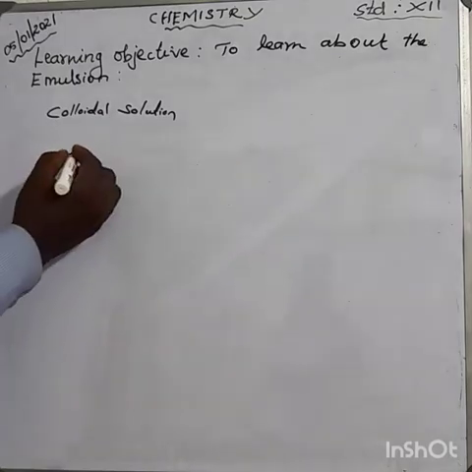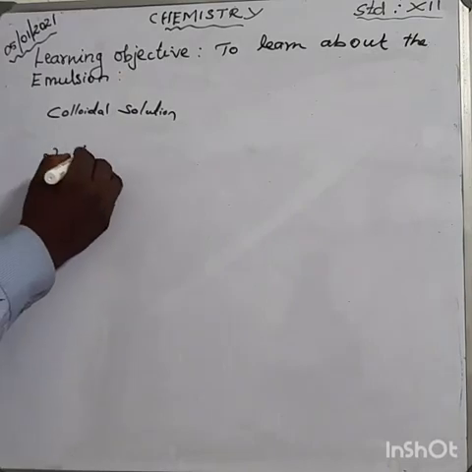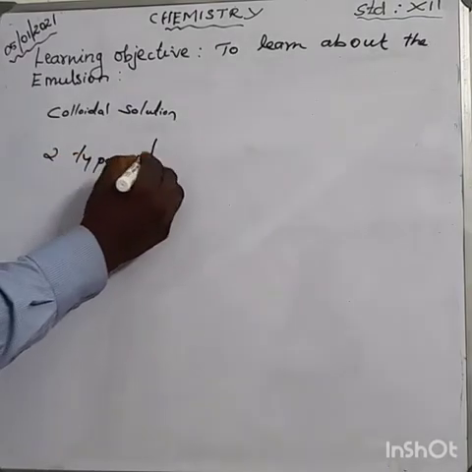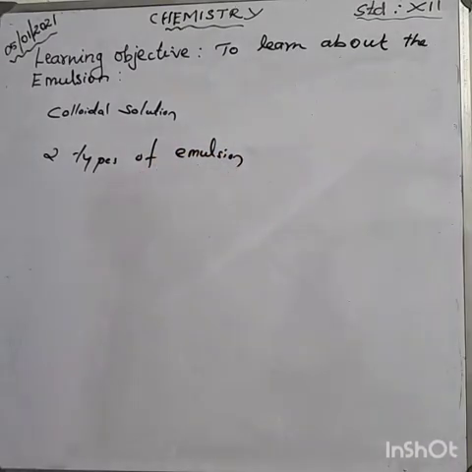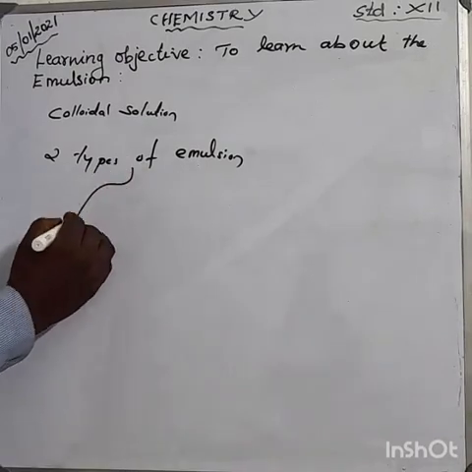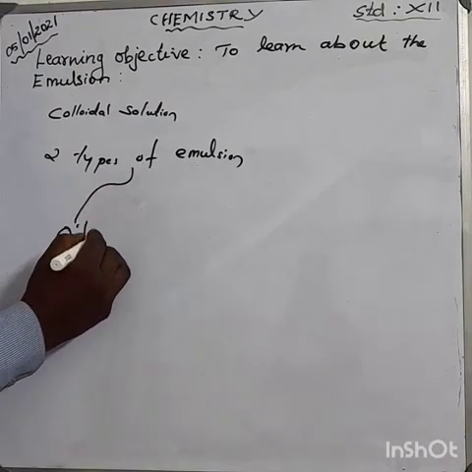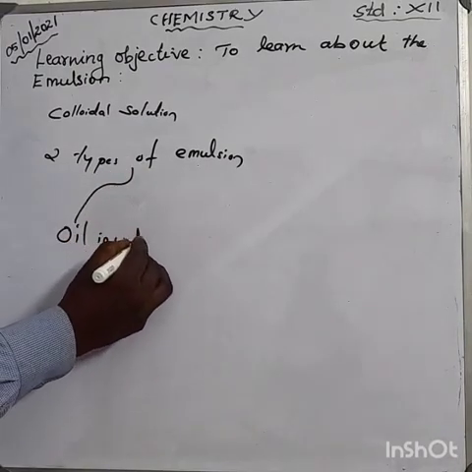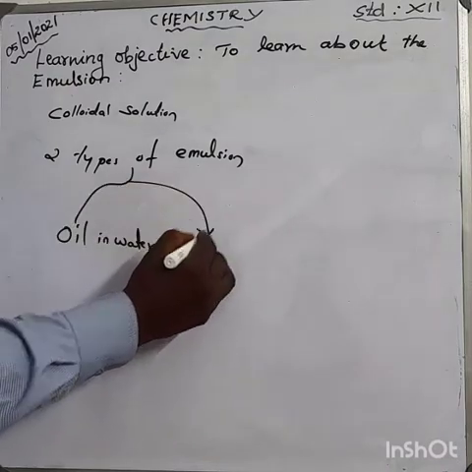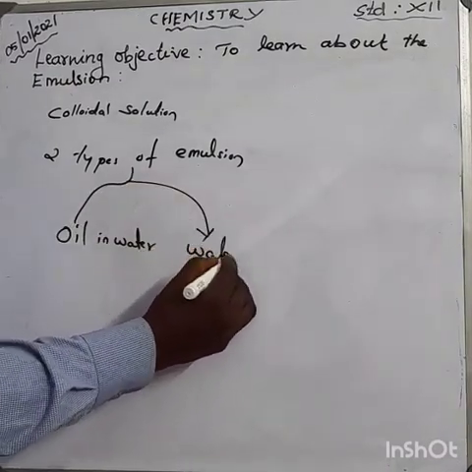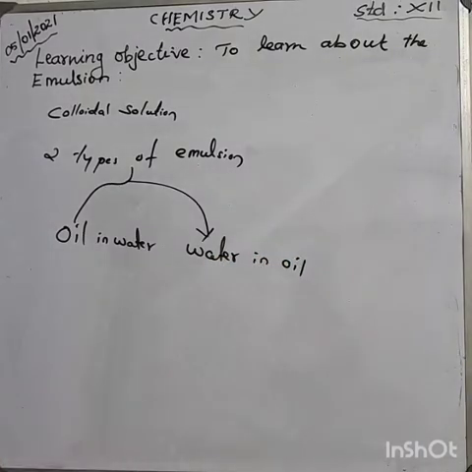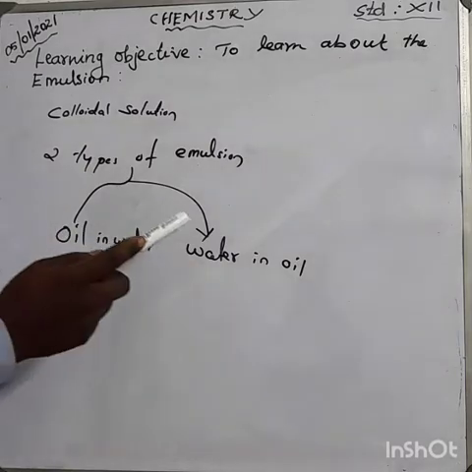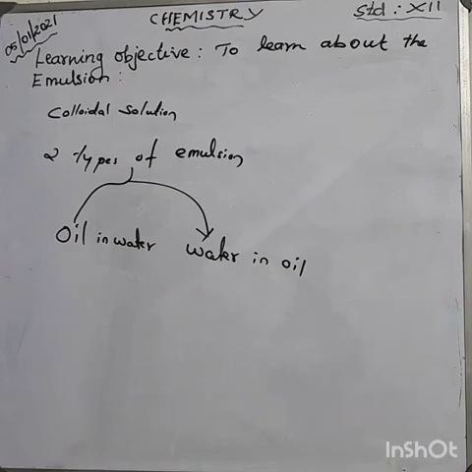There are two types of emulsion. One is oil in water, and another is water in oil. These are the two types of emulsion. One is oil in water and another emulsion is water in oil.